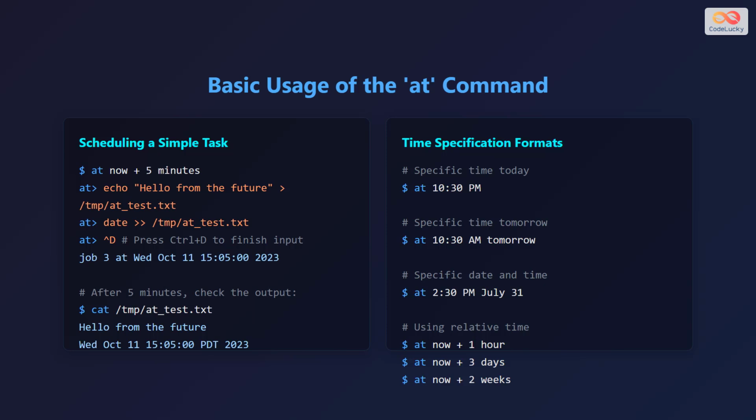Here are some additional time specification formats. To schedule a task for a specific time today, use at followed by the time. To schedule a task for a specific time tomorrow, use at followed by the time and the word tomorrow. To schedule a task for a specific date and time, use at followed by the time, then the month and day. To use relative time, you can specify now plus a time interval such as 1 hour, 3 days, or 2 weeks.